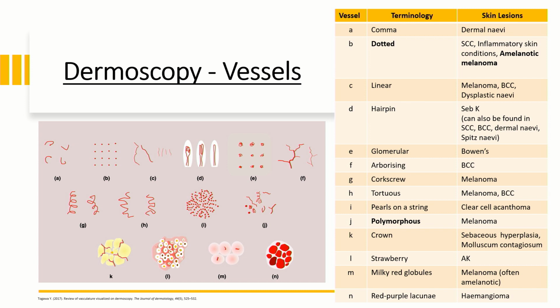They're colorless, and often what we see can be as easy as just dotted vessels in that lesion. And the rest of them can be found in a lot of things, but arborizing, point F over there, is quite specific for basal cell carcinoma. Having said that, not all basal cell carcinomas have arborizing vessels.